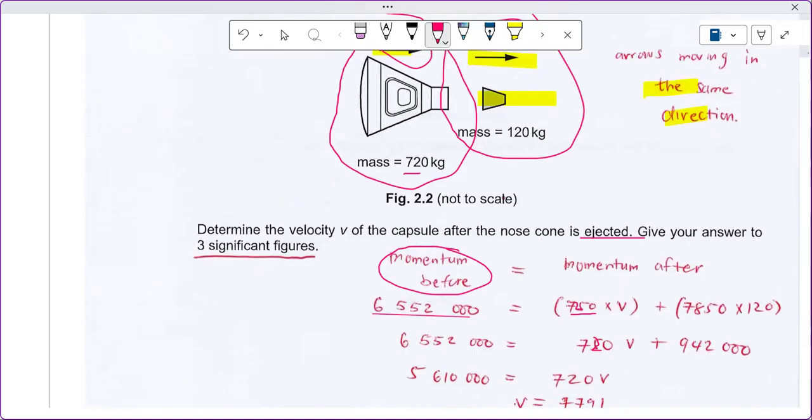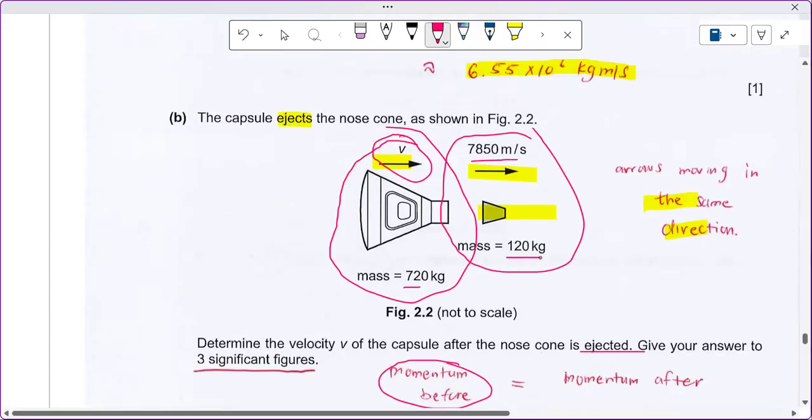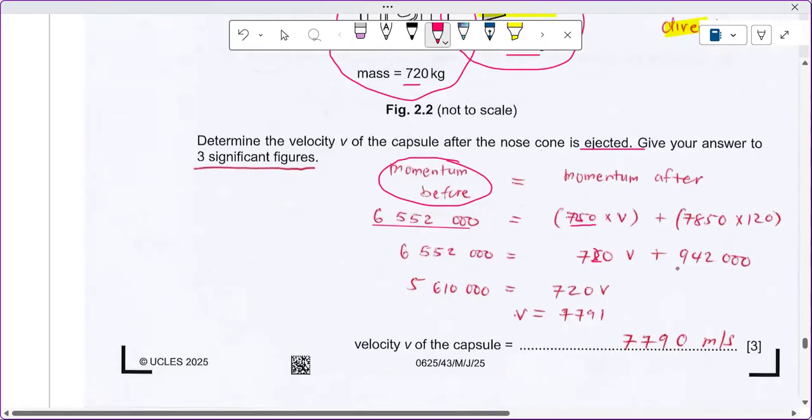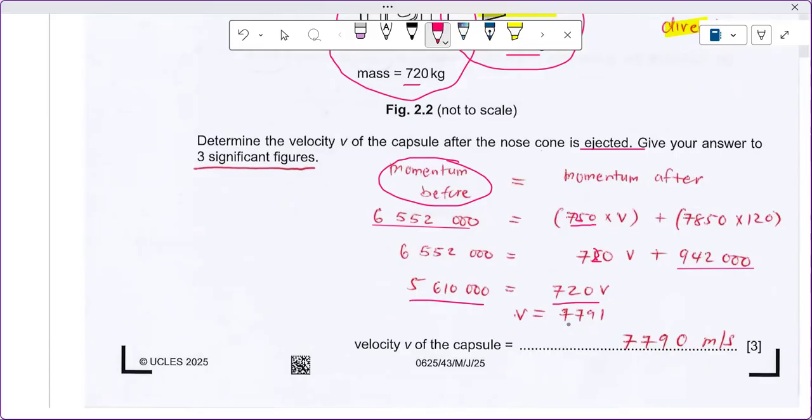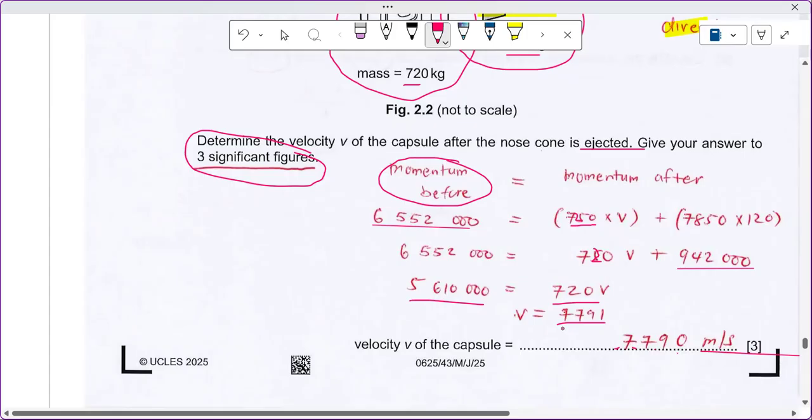And then here it would be this one's velocity multiplied by this one's mass, to give us 942,000. Then obviously I subtract both sides by 942,000. This side I'm going to be left with 5,610,000. And there I've got 720. So here I did it the right way. Then we divide both sides by 720 to end up with 7,791. And they told us to leave the answer to three significant figures, which is why we left it at 7790 meters per second. All right.